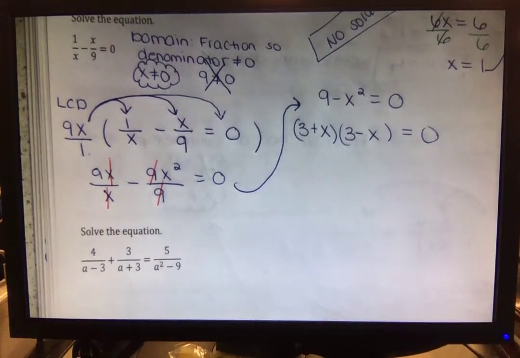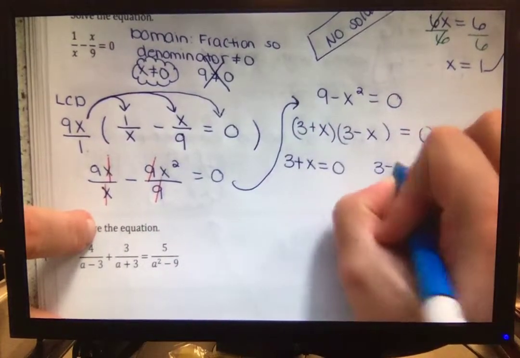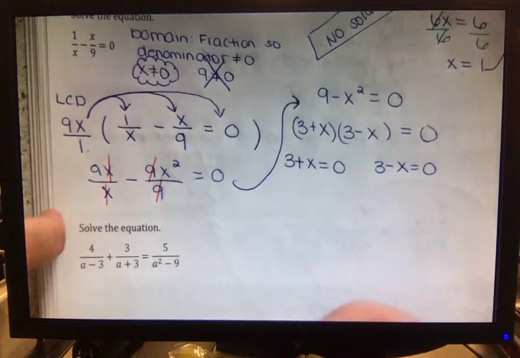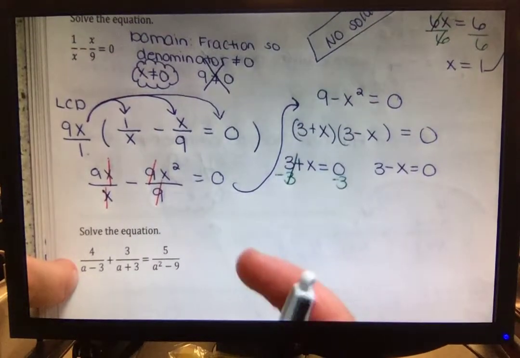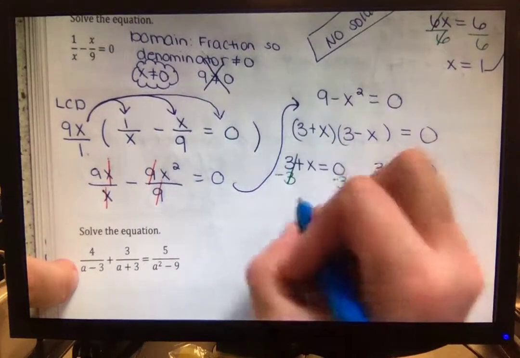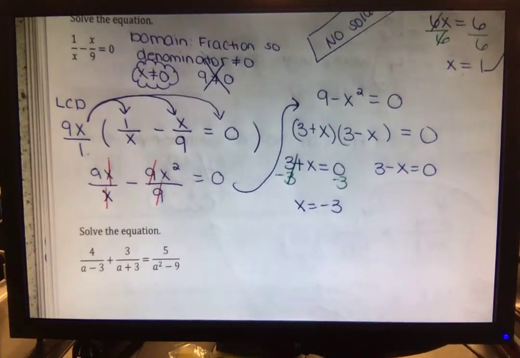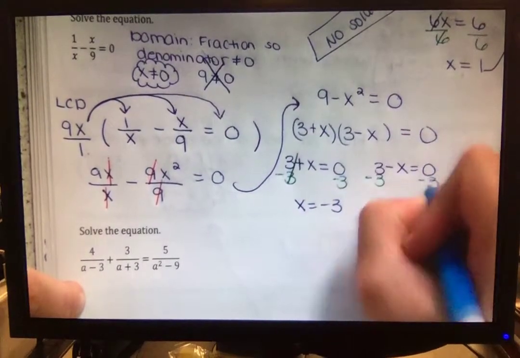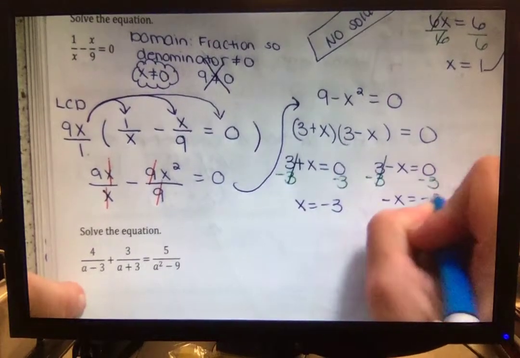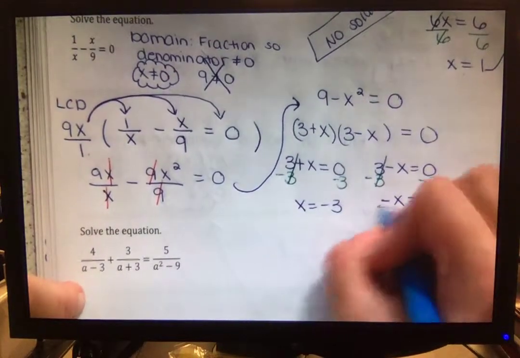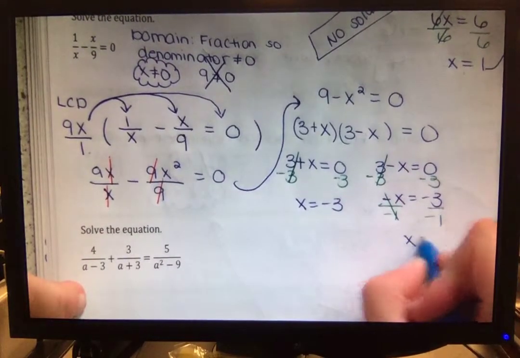Okay. Thank you. Setting both factors equal to 0 and solving. So we have 3 plus x equals 0. We're going to subtract 3 from both sides, and we get x equals negative 3. And then on the second one, we have 3 minus x equals 0. Again, we're subtracting 3 from both sides, so that way 3 minus 3 cancels out. We're left with negative x equals negative 3. Dividing both sides by negative 1. We're left with x equals positive 3.